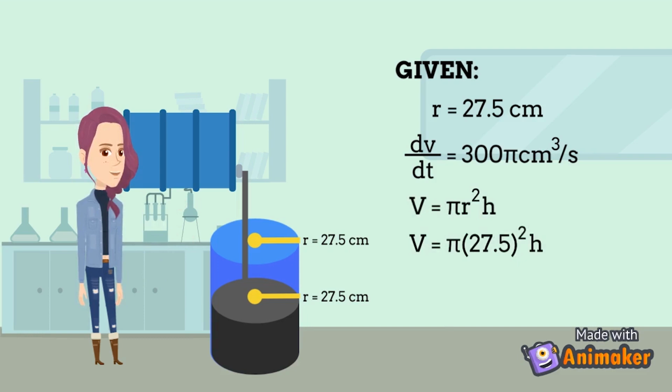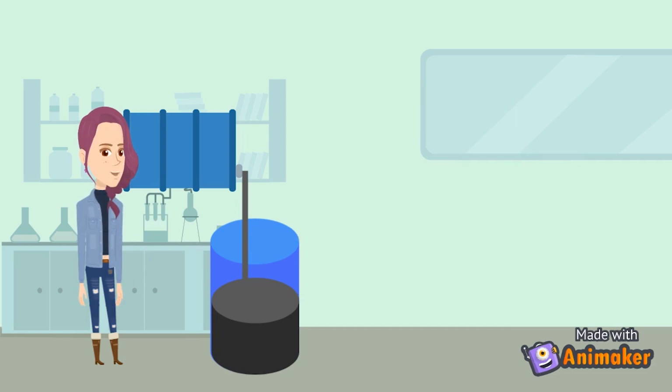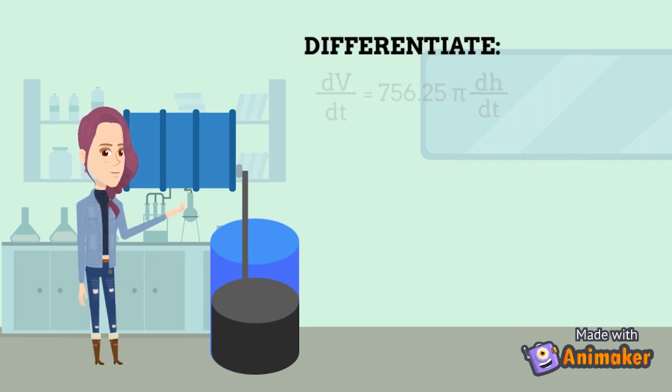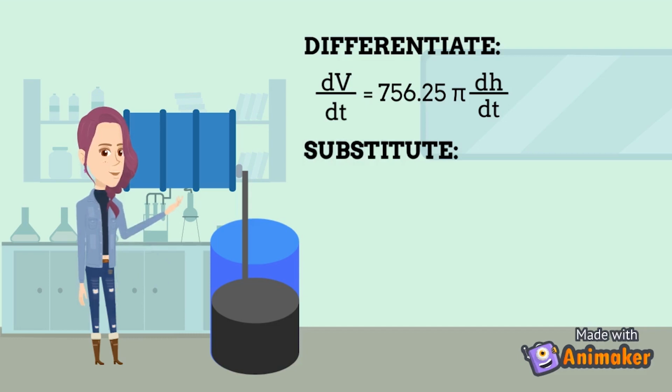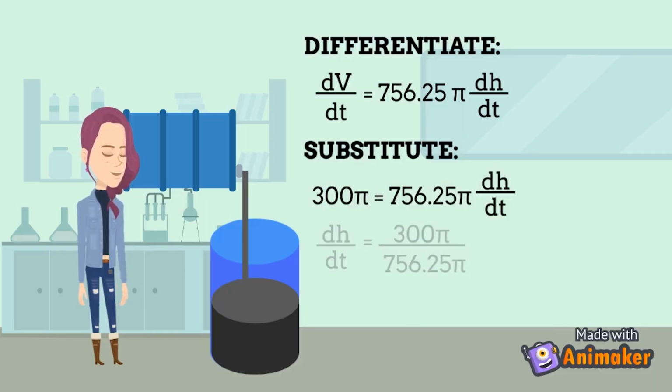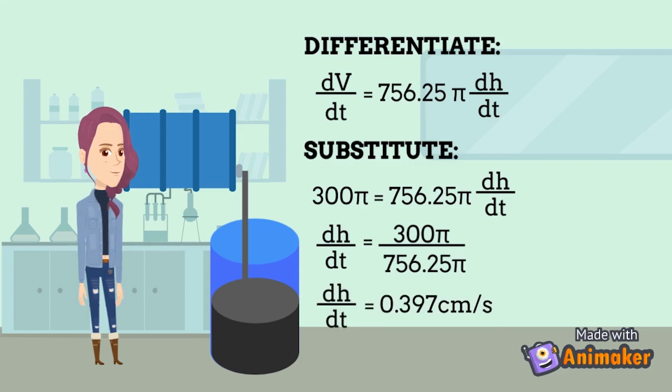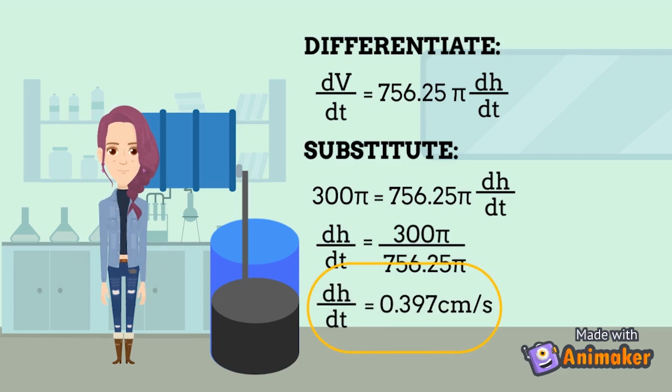Let's substitute and evaluate. And then we'll have v equals 756.25 pi h. Now, we differentiate this and we get dv over dt equals 756.25 pi dh over dt. Substitute and get 300 pi equals 756.25 pi dh over dt. Isolate dh over dt and we have dh over dt equals 300 pi over 756.25 pi. Evaluate and the final answer is dh over dt equals 0.397 centimeters per second.